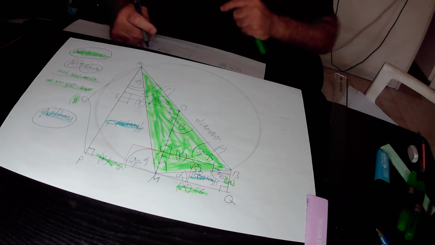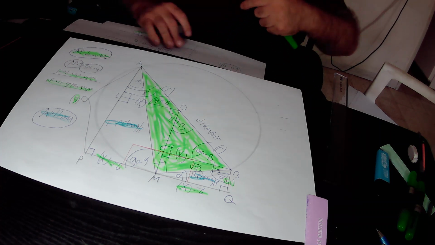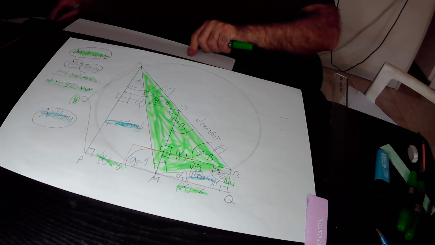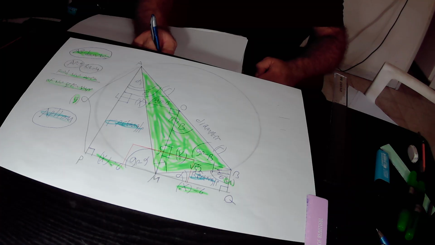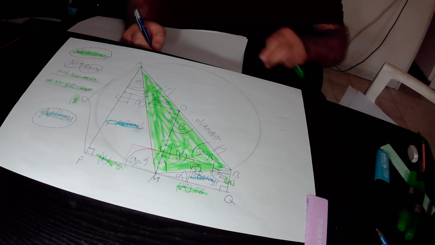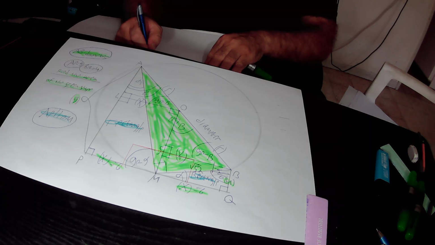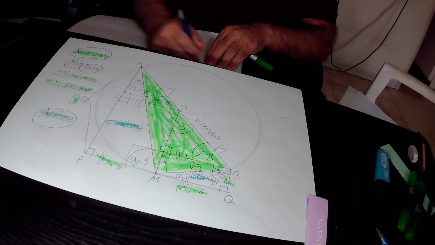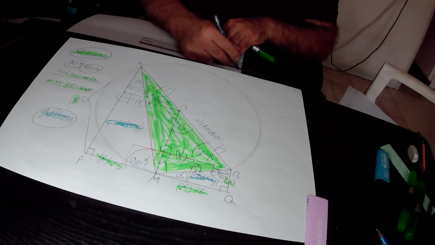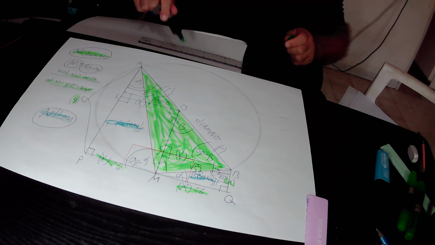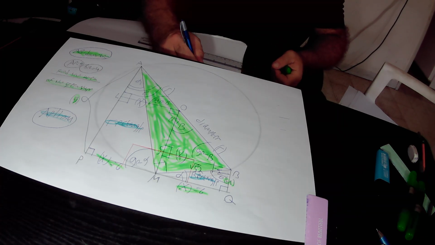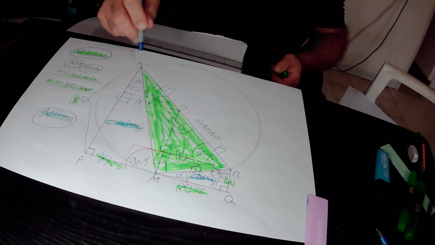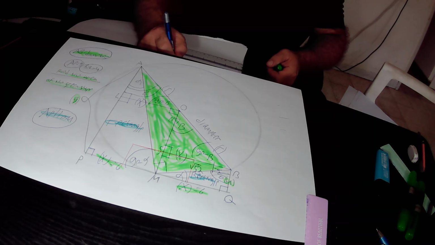In the next step, we will implement the Pythagoras theorem on this big right triangle APM. According to the Pythagoras theorem, in the big right triangle APM, AM squared, that is the square of the hypotenuse, is equal to AP squared plus PM squared.